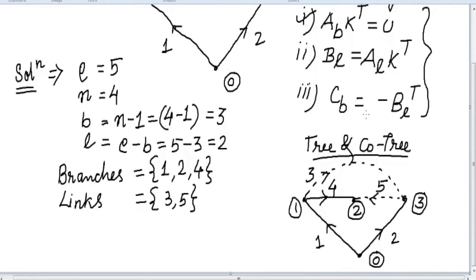Tomorrow, in tomorrow's class, we will cross check whether these two identities are getting proved or not by using this particular problem. Alright, is there any difficulty for anyone related to today's lecture? If there is any difficulty, please let me know.